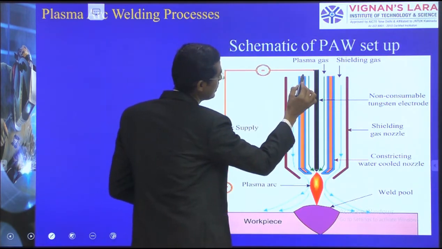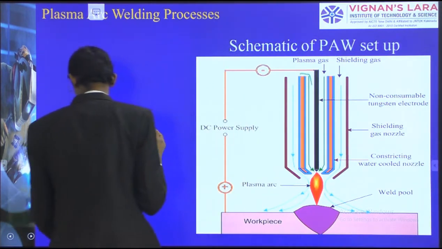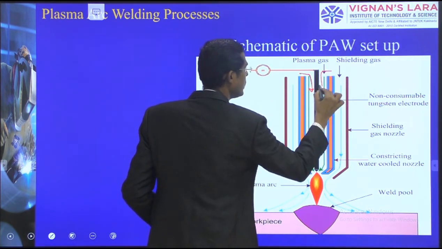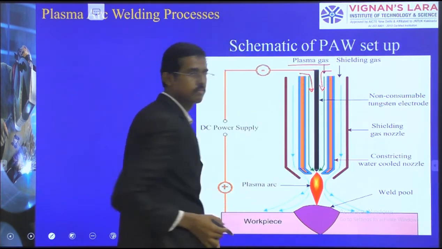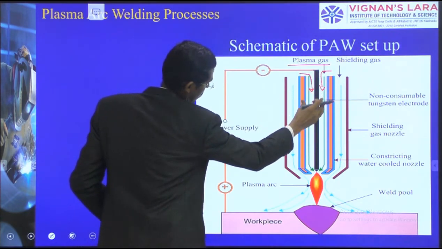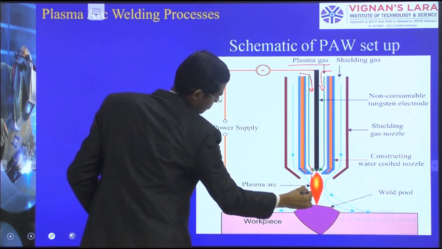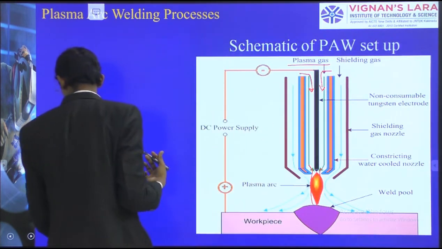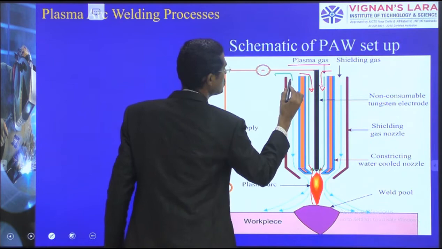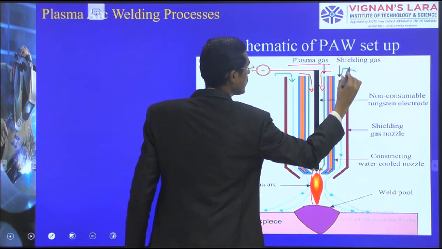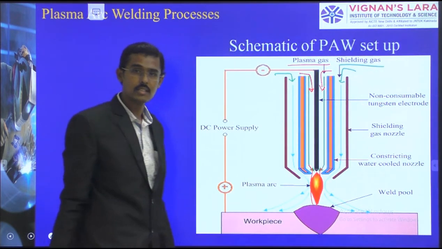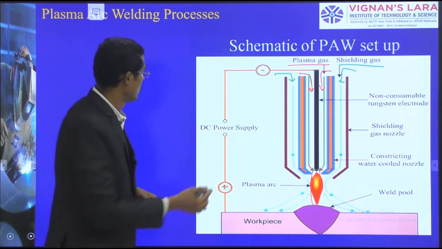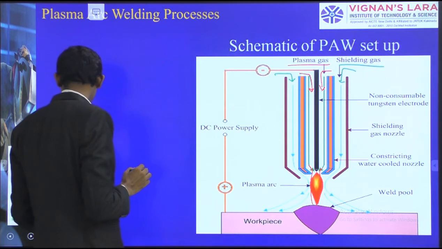At the center here we have the plasma arc and the electrode. This setup is over here. And then the outer nozzle, this zone. At the outer nozzle, we give the shielding gas to avoid atmospheric contamination. What is the supply here?